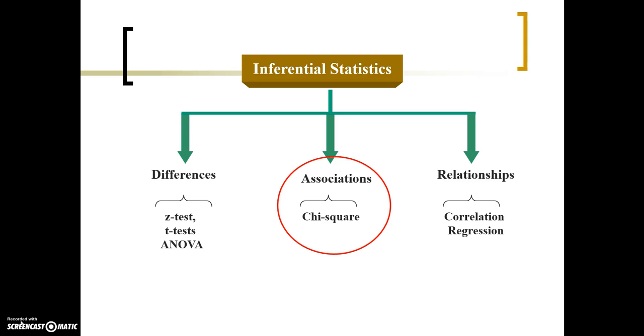So we are done with difference testing. We are now moving on to associations. So these aren't quite differences, but they're not quite relationships. There is just some interaction happening between these two variables.